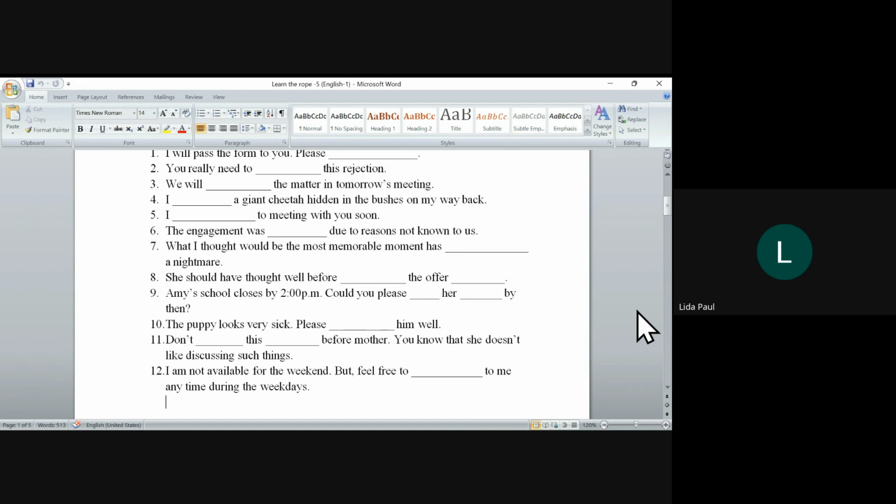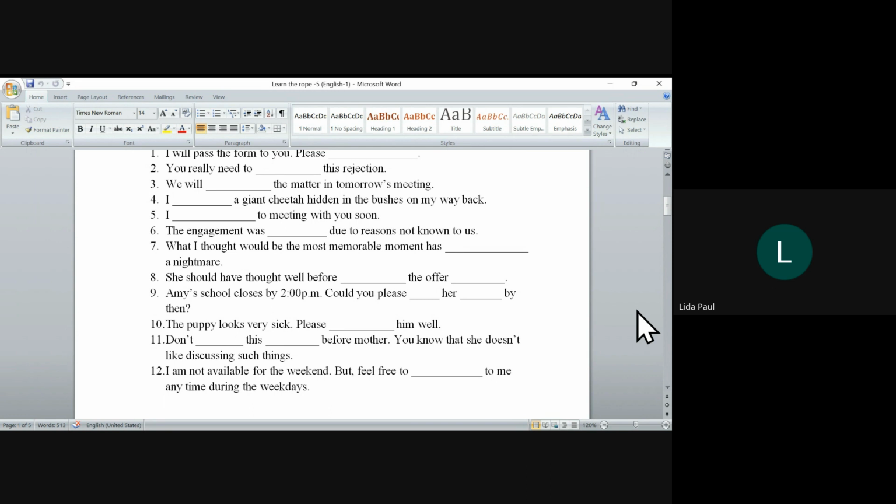Answer would be... reach out, ma'am. Look at it carefully. Closes by 2 p.m. Could you please dash her dash by then? Not reach her out. The answer is pick up, right?